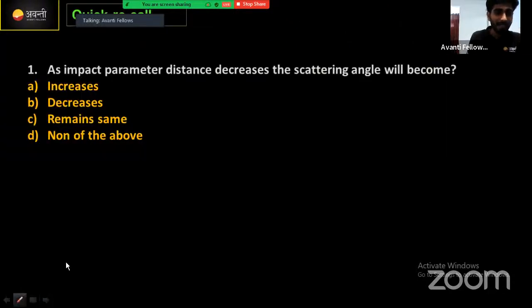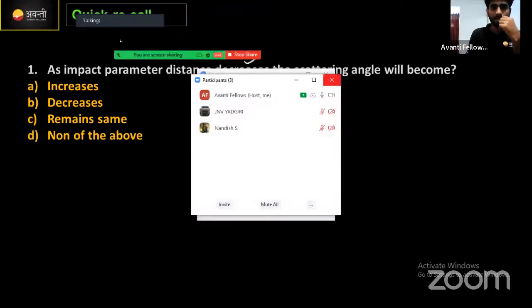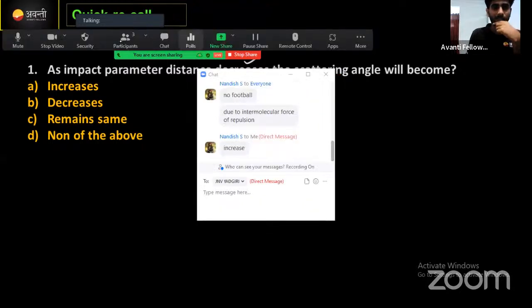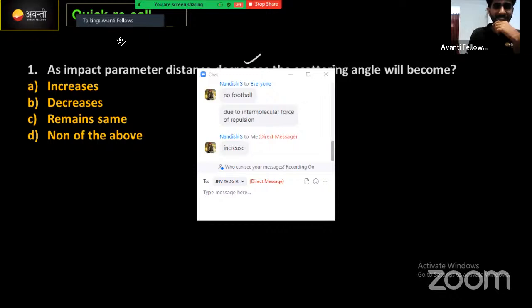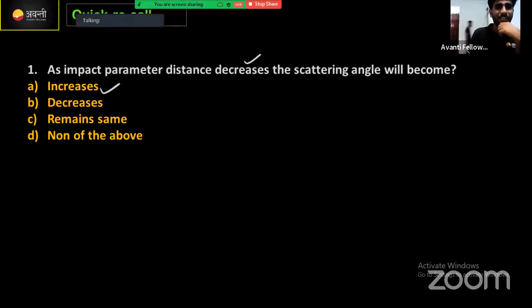Before starting the class, I have a small question for all of you. Let me know the correct answer: if the impact parameter distance decreases, then the scattering angle will be what? What is the correct answer? Quick. Okay, good, I got one response. Yeah, right. Nagesh. Hey, super. Excellent. Option A is the correct answer. Correct? I think it is not needed to explain once more.